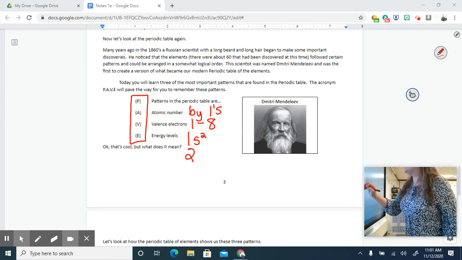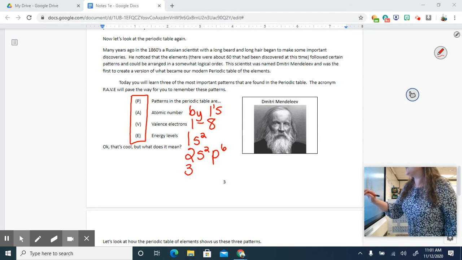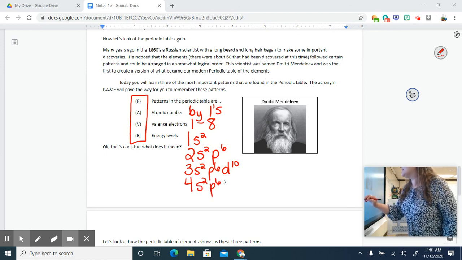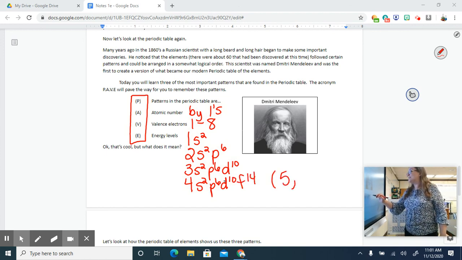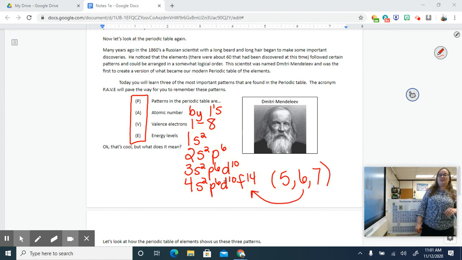Then we go to energy level 2. It has sublevels that hold 2 and 6. Then we have energy level 3 that has 2 and 6 and 10. And then we have 4 that has 2 and 6 and 10 and 14. And then energy levels 5, 6, and 7 have the same sublevels as energy level 4. Now I know, oh my God, Ms. Harris, what in the world? Don't worry about it. I promise when we get into notes 1F, I'm going to teach you a way that it's easy. For right now, just know that it's complicated and write that down and you'll get it in a minute.